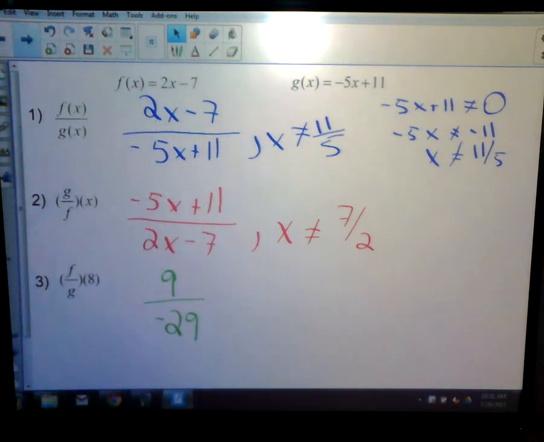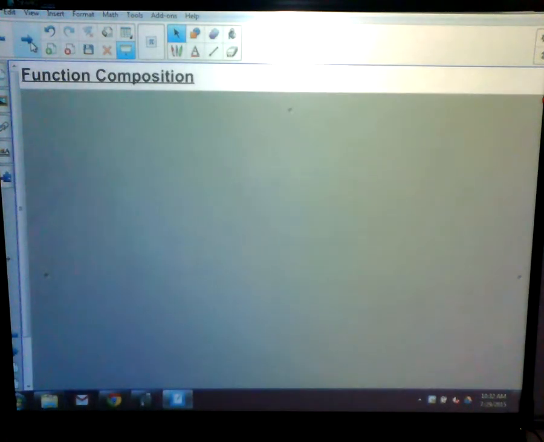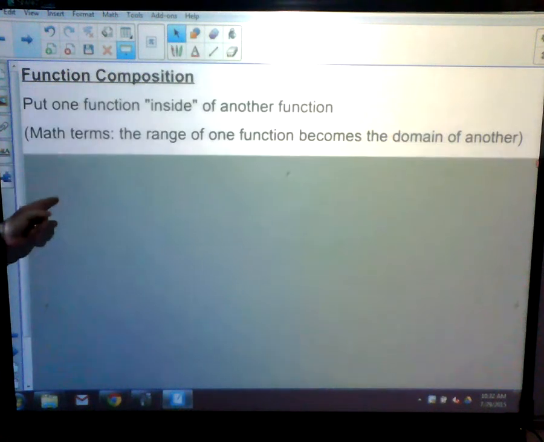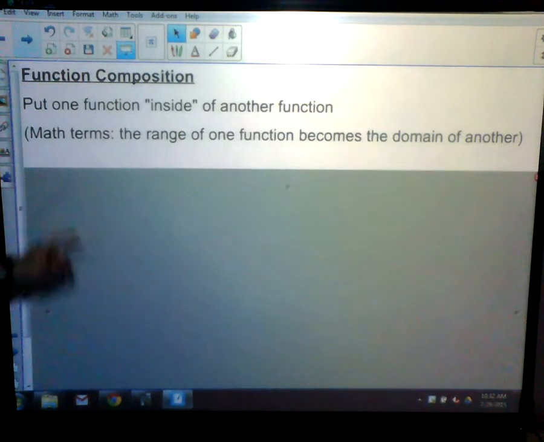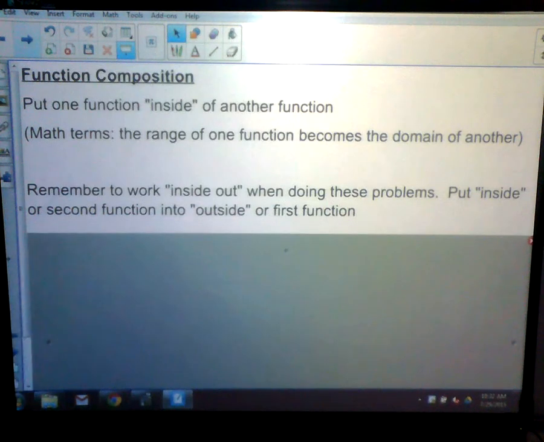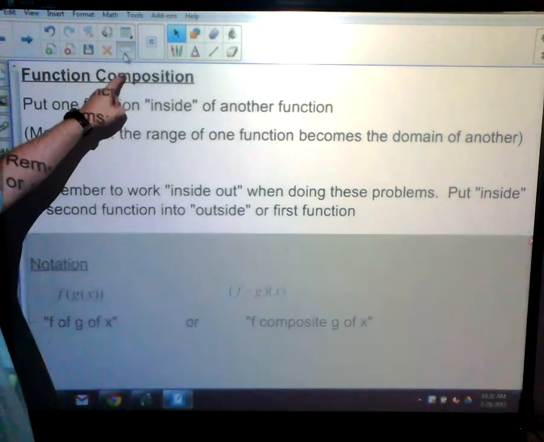Addition, subtraction, multiplication, division. That leaves composition. That's when you put one function inside of another. It means the range of one function becomes the domain of the other, but that's math terms. Remember to work inside out when doing these problems. Put the inside or second function into the outside or first function.